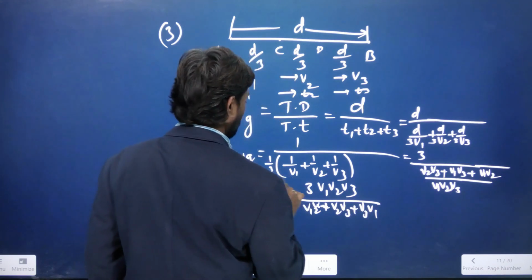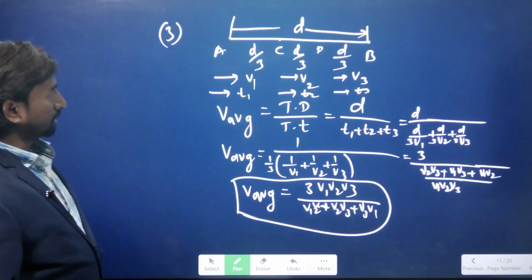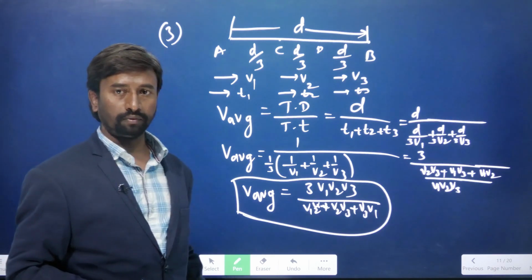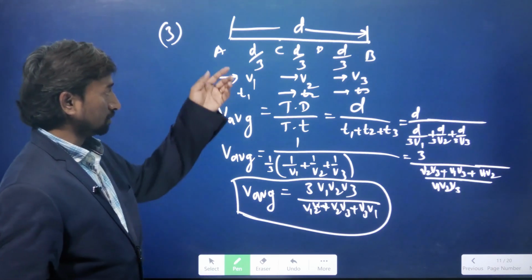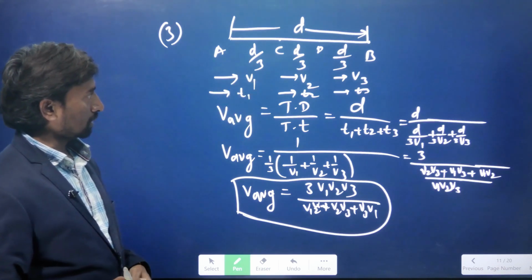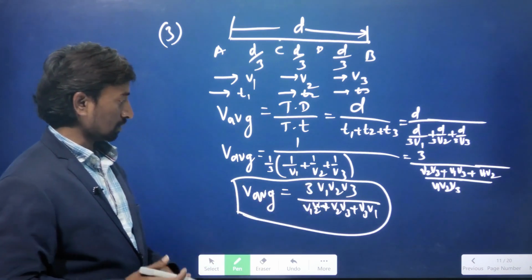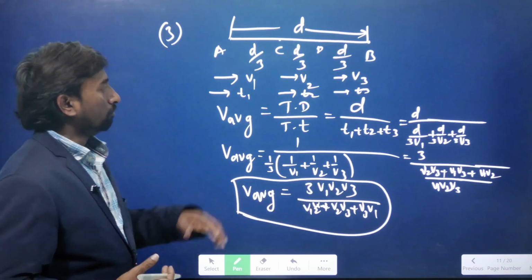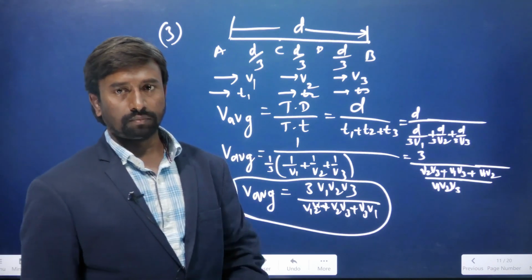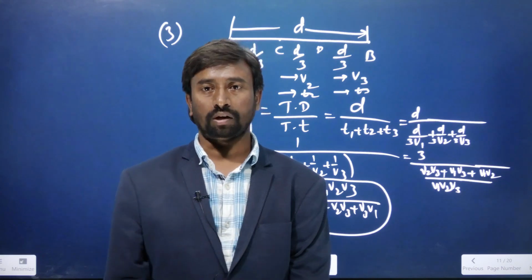So this is the formula for the average speed of a body when it covers the first one third of the distance with speed V1, the next one third with speed V2, and the last one third with speed V3. If the speeds are given, we can find the average speed like this for any distance.